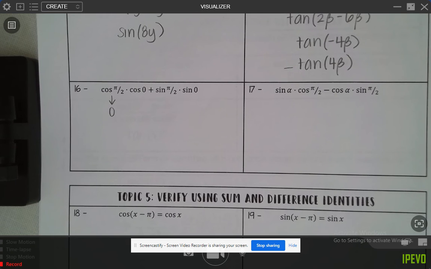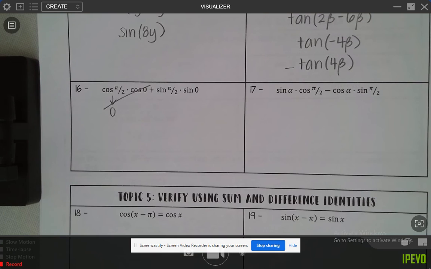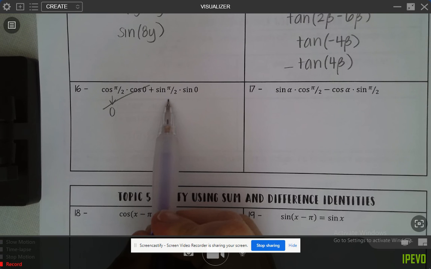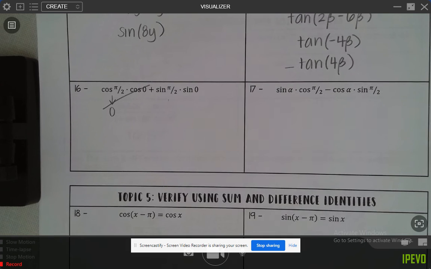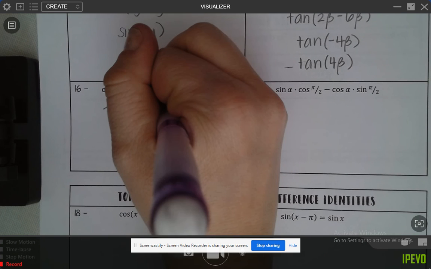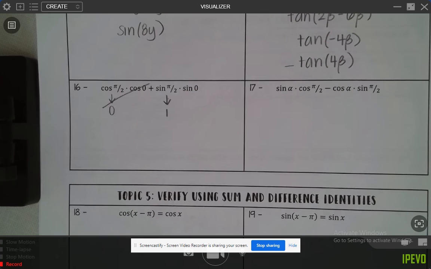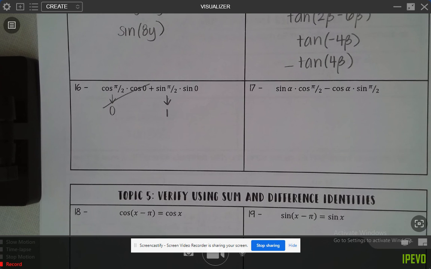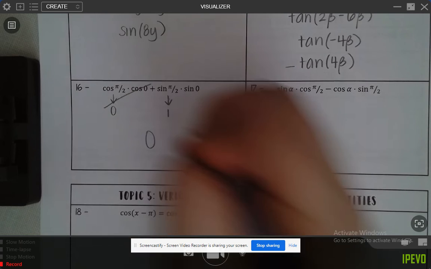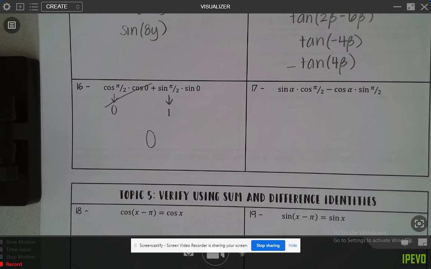Well, anything times 0 is what? 0. So that's all gone. Sine of pi over 2. 0, max. The sine of 0 is 0. So the answer to this is 0.